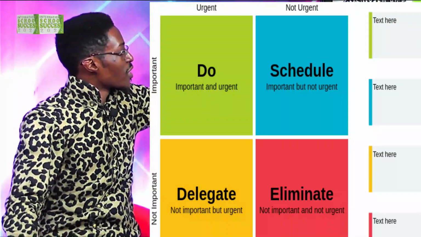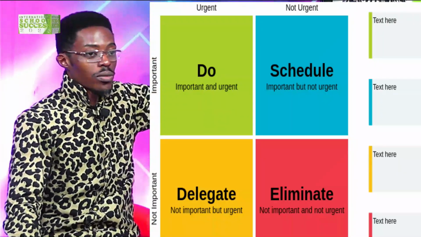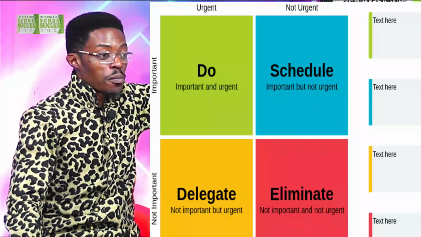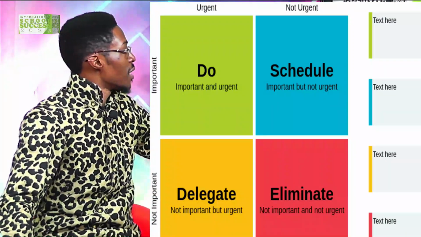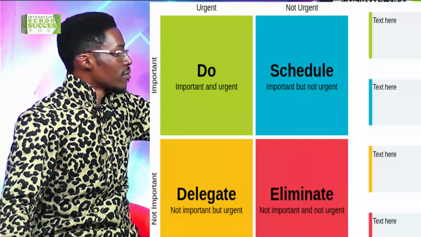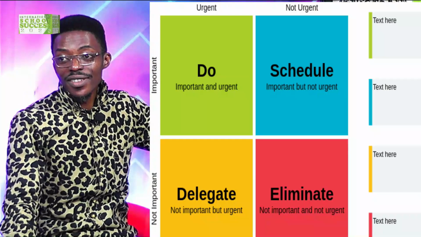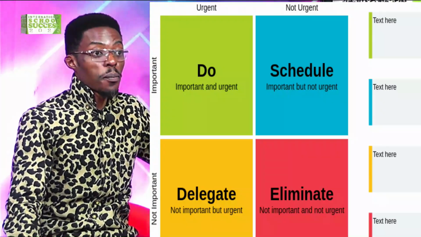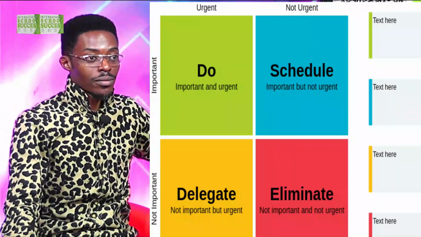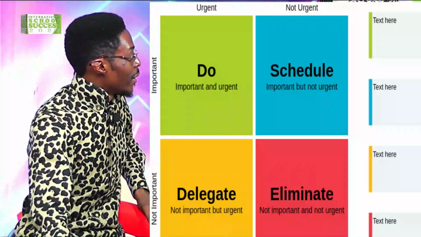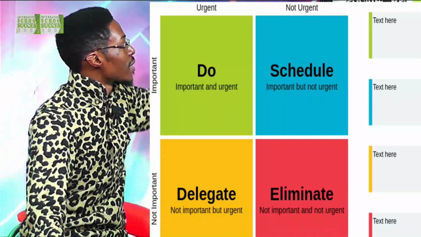So, quadrant 1, you do because it is urgent and important. That means you do it immediately. It is urgent and it is important. That's what you do now. That means the tasks that you start with in any day are those in quadrant 1.